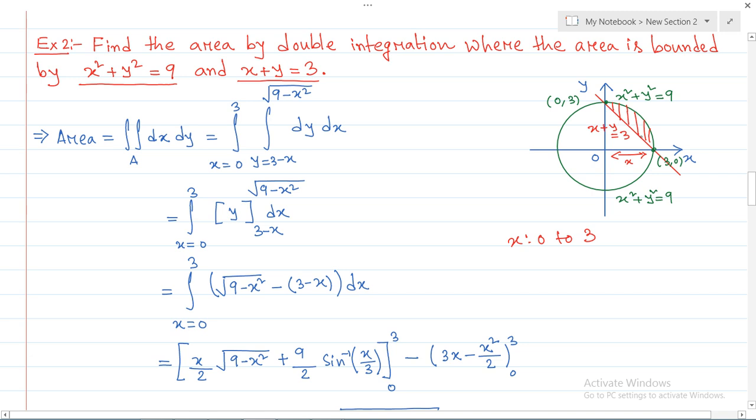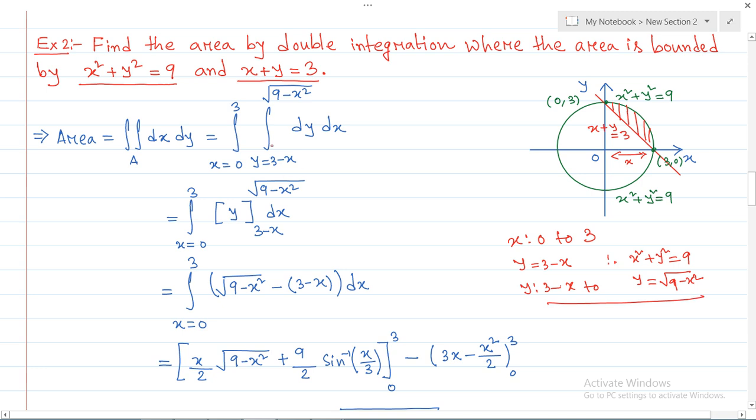So y will start from this straight line and y will go up to the circumference of the circle. On the straight line, what is the value of y? The value of y is 3 minus x. So y will start from 3 minus x and go up to the circumference of the circle. x square plus y square equals 9, so from there the y value is root over of 9 minus x square. So 3 minus x to root over of 9 minus x square, that is going to be the range of y.